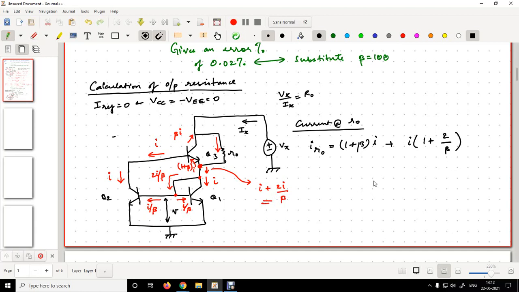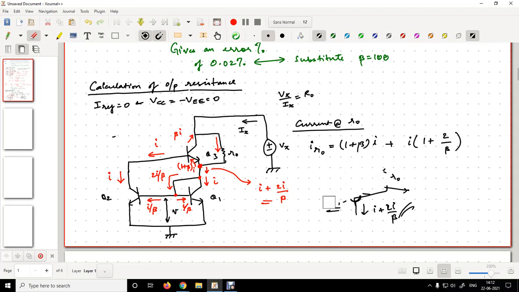Remember this point, if this is Q3, this is R naught. This current is I plus 2I by beta. This current is 1 plus beta into I. If you apply KCL in this direction, this current will be the summation of this current and this current. So that is what I have written: IR naught is equal to 1 plus beta into I plus I into 1 plus 2 by beta. Solve it.